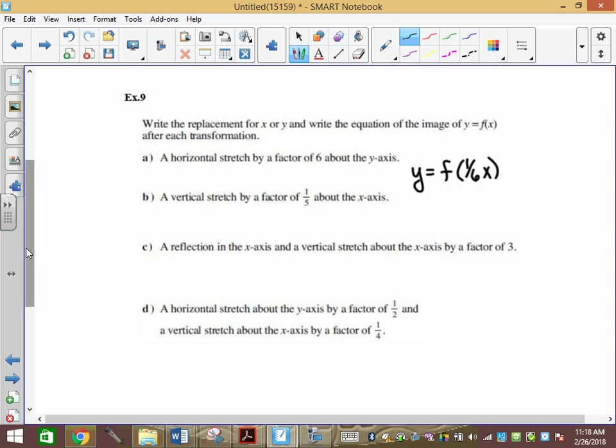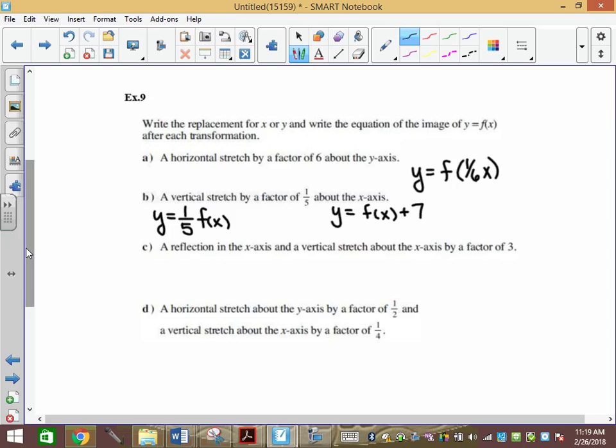We have a vertical stretch by a factor of 1/5. Just like the reflection though, it has to apply to the whole equation. So we're going to have y equals 1/5 f of x, which is great. But what if I gave you this equation instead? Say the original was y equals f of x plus 7. Remember, with the reflection in the x-axis, you would have to apply the negative to the front and to the plus 7, right? Same thing with stretches.